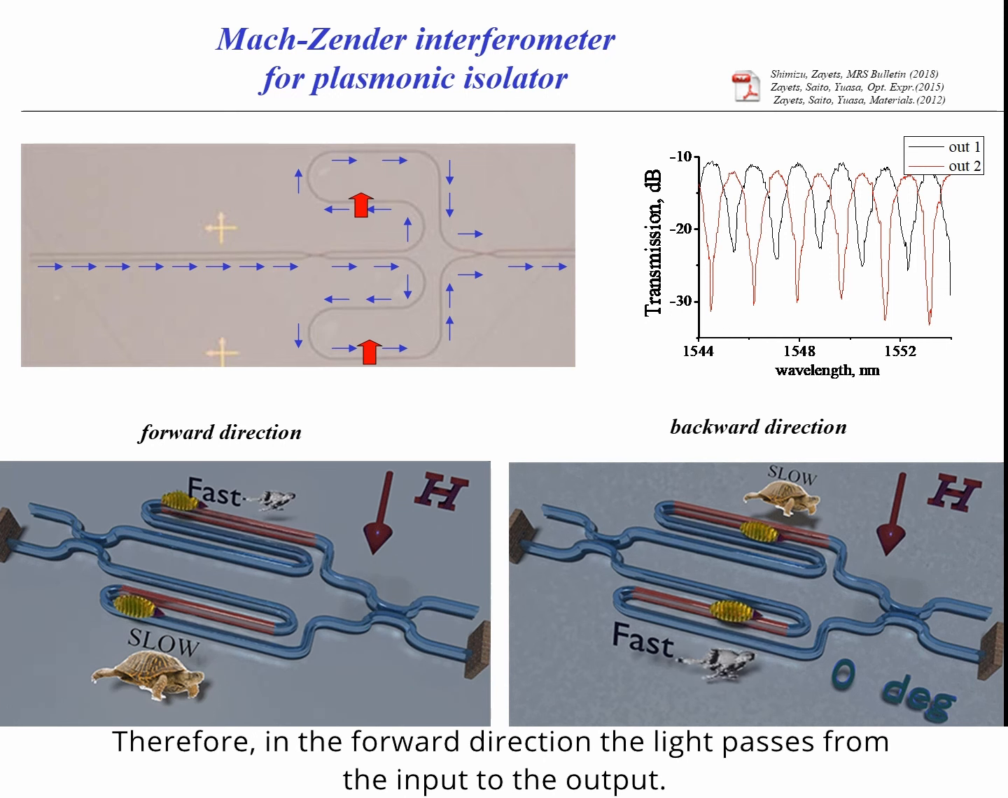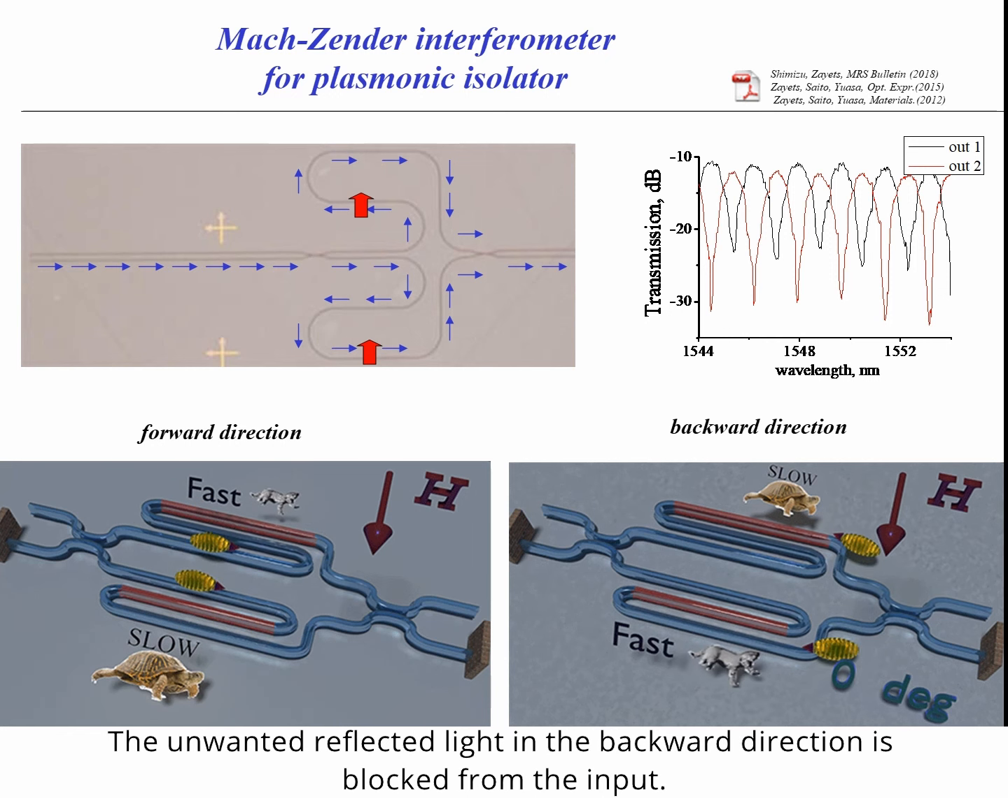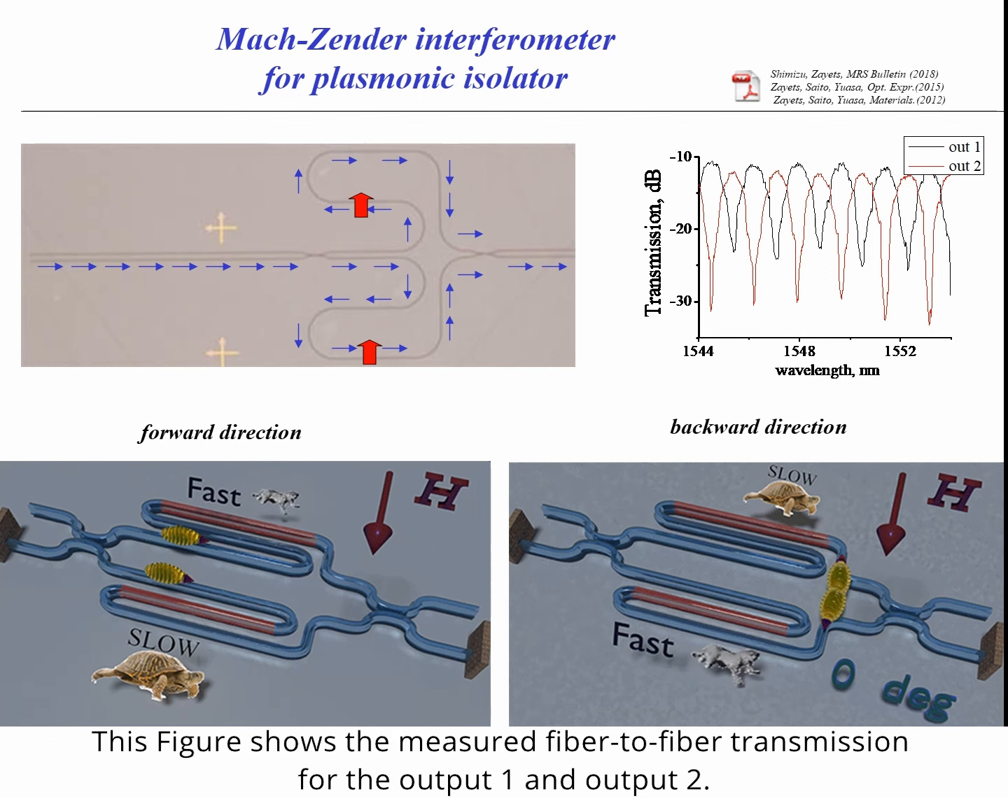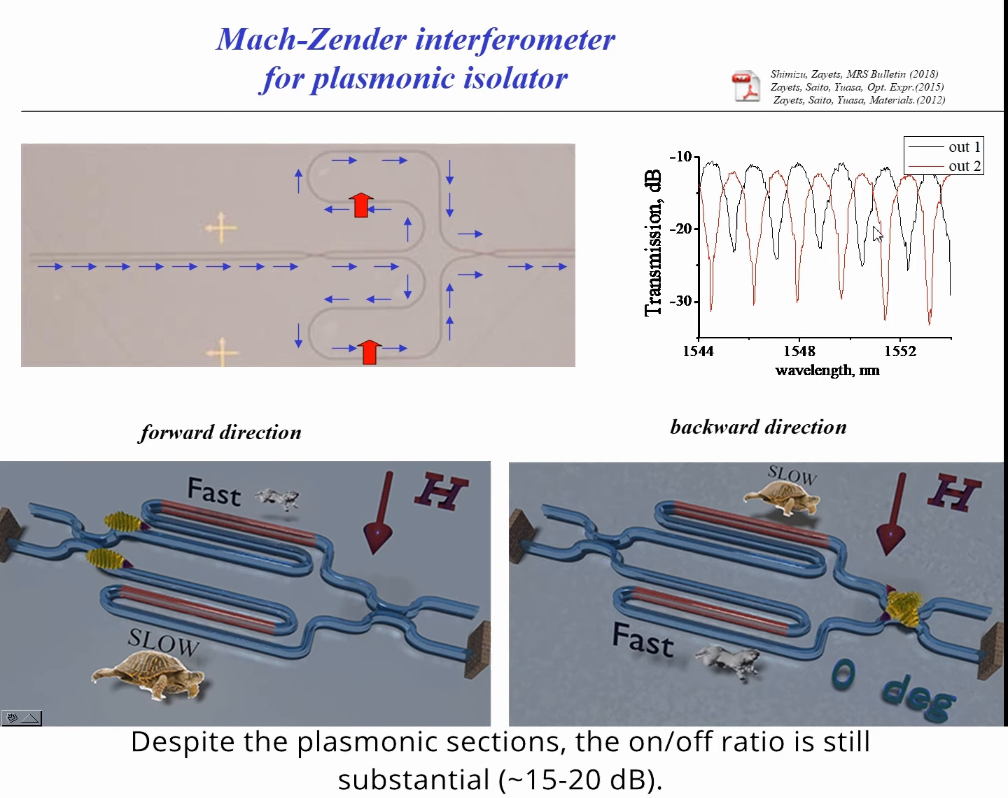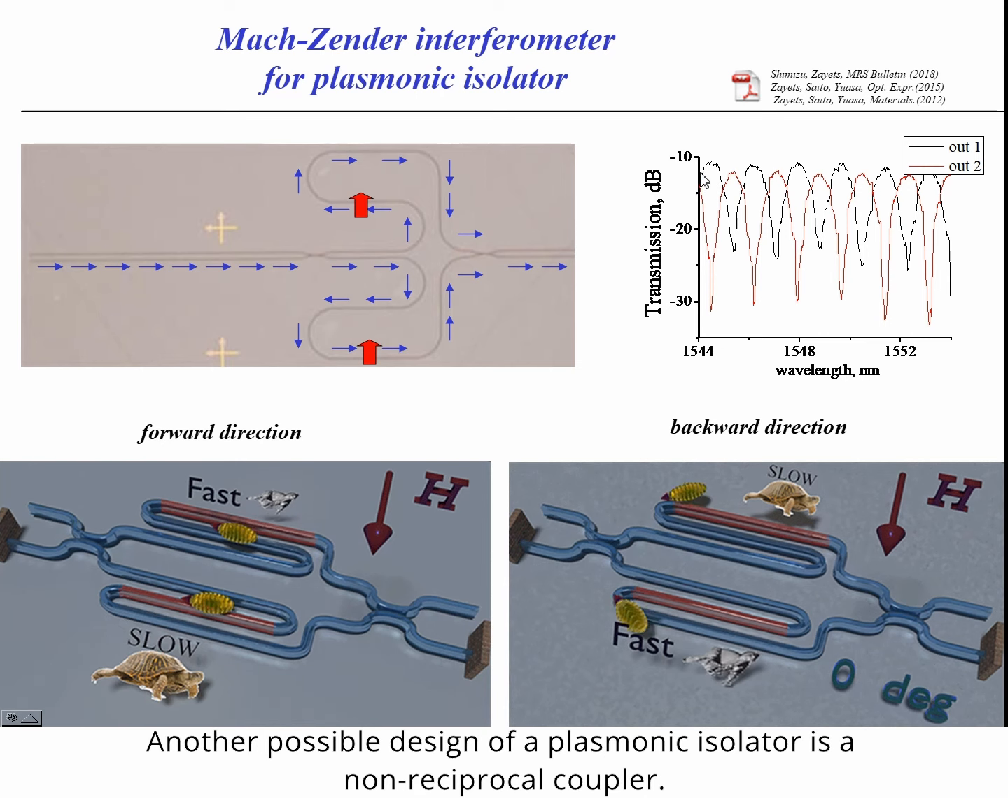Therefore, in the forward direction, the light passes from the input to output. The unwanted reflected light in backward direction is blocked. This figure shows a measured fiber-to-fiber transmission for the output 1 and 2. Despite the plasmonic section, the on-off ratio is still substantial, 15 to 20 dB.